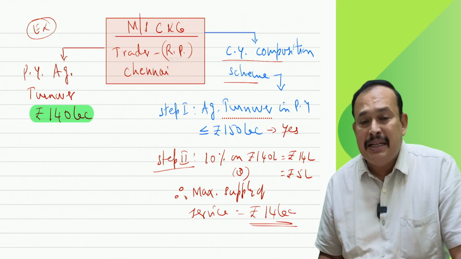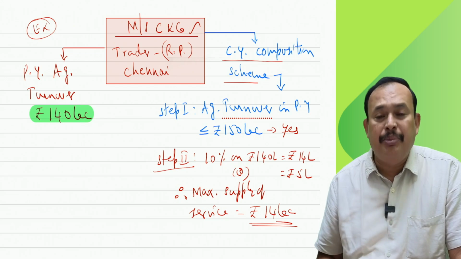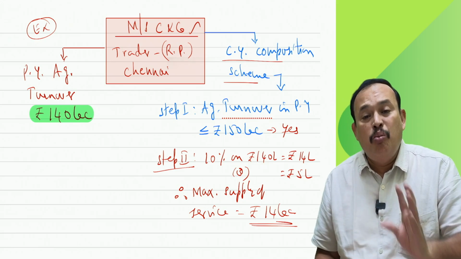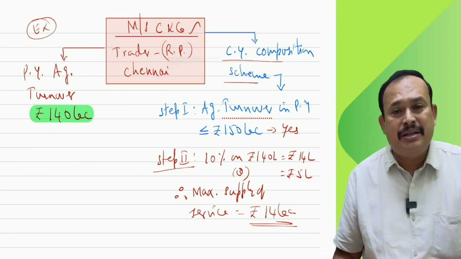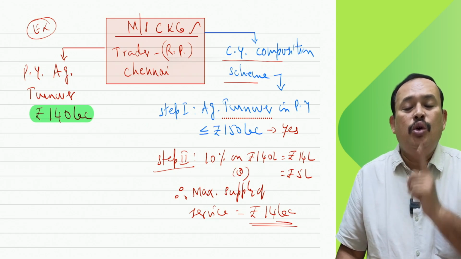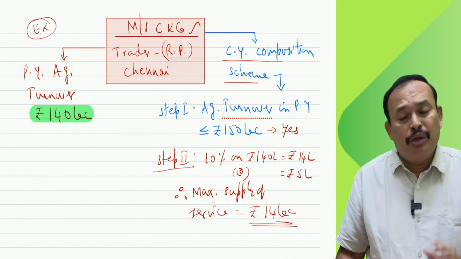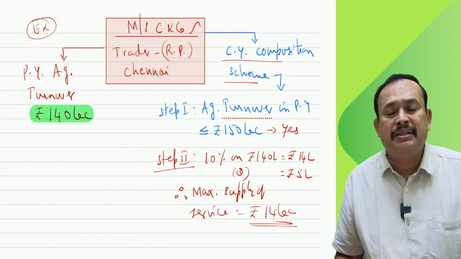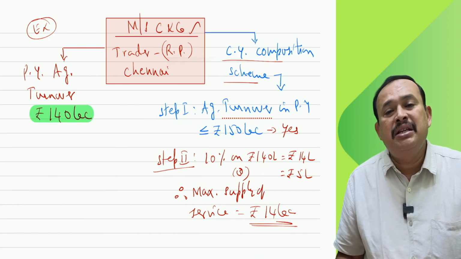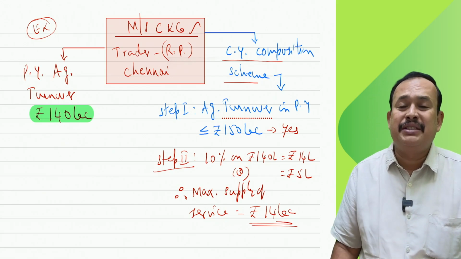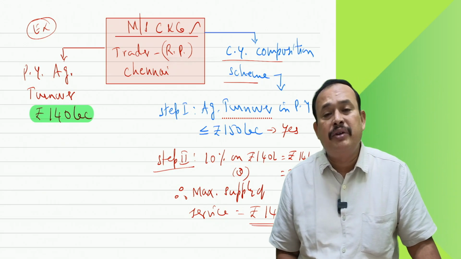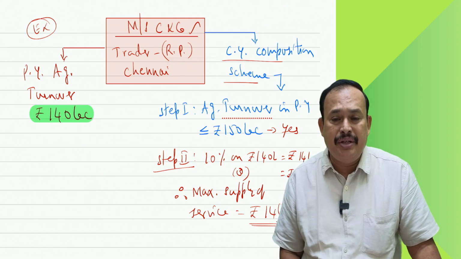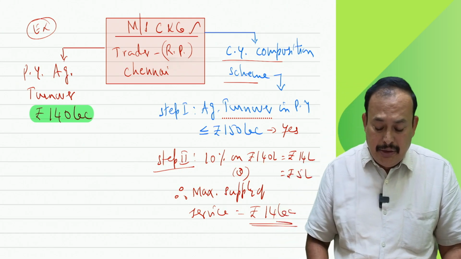If C and Company in the current year provides services more than the maximum limit other than restaurant, namely 14 lakhs, if this trader provides services of more than 14 lakhs, then they are not eligible for the composition scheme. With immediate effect, they should convert into the normal scheme. They switch over.